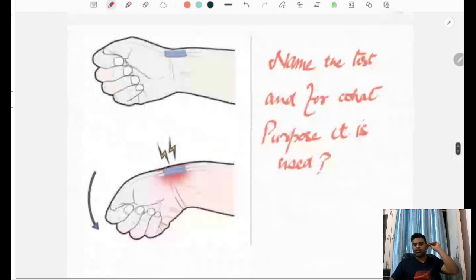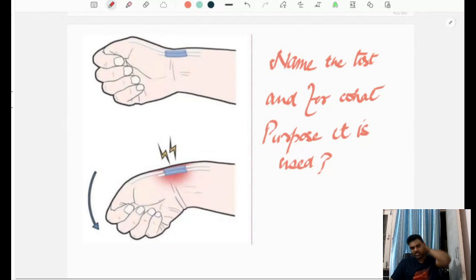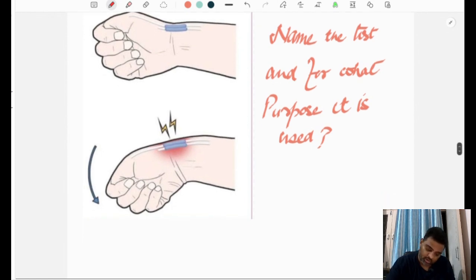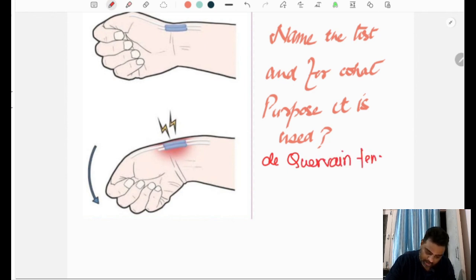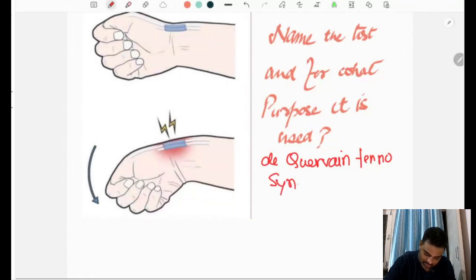Name the test and for what purpose I have used. Now please remember, this is the question. A lot of time they ask you. This is the test we do for De Quervain's tenosynovitis. And the name of this test is Eichhoff test. Eichhoff test.